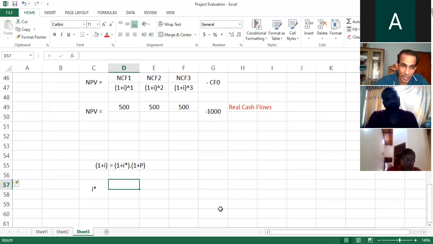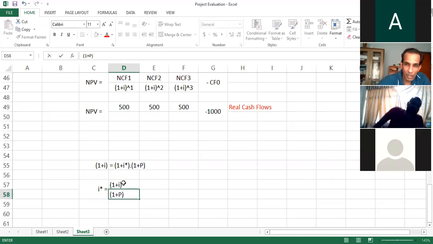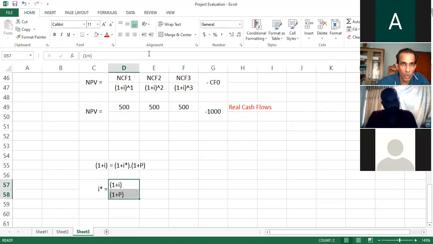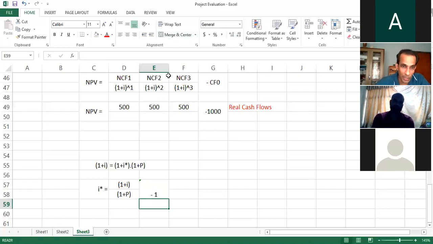So how do you calculate that? Real rate is equal to 1 plus nominal rate divided by 1 plus price level, and from that you need to deduct what? 1. So from this we need to deduct 1. So that is how we calculate the real rate.